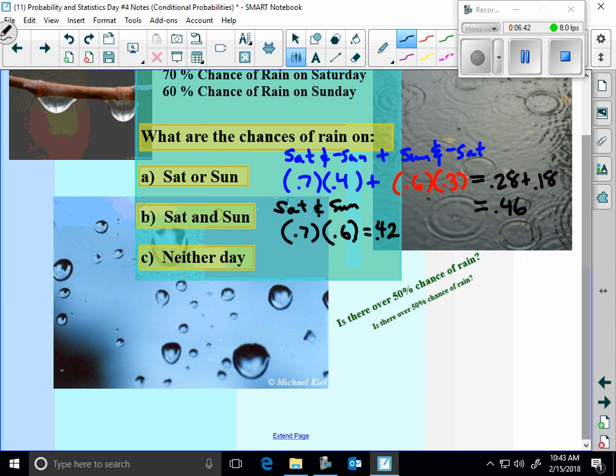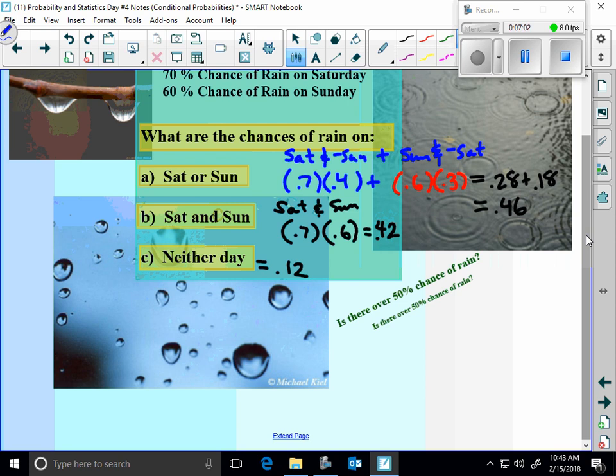Now, the chances it rains neither, there are 2 ways to do this. We're going to cover all scenarios. What should all scenarios add up to? 1. So that'd be 0.888. So we should come out with neither being 0.12. Let's figure out whether or not that's true.